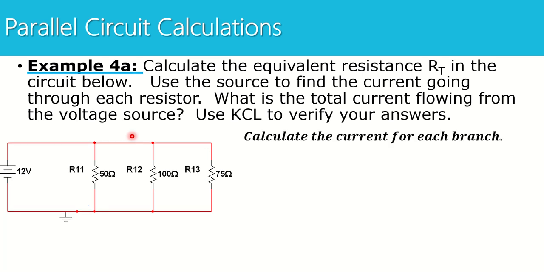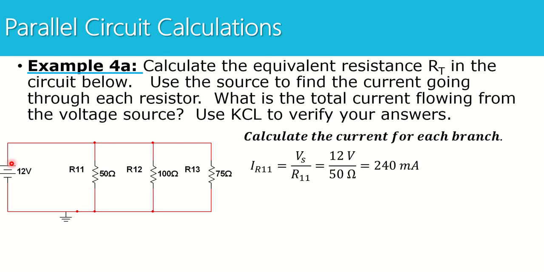Now let's calculate the current for each branch. I know the total current is 519 milliamps. I'm going to now find the current for each branch. These 3 resistors are in parallel with each other. They're also in parallel with the source.